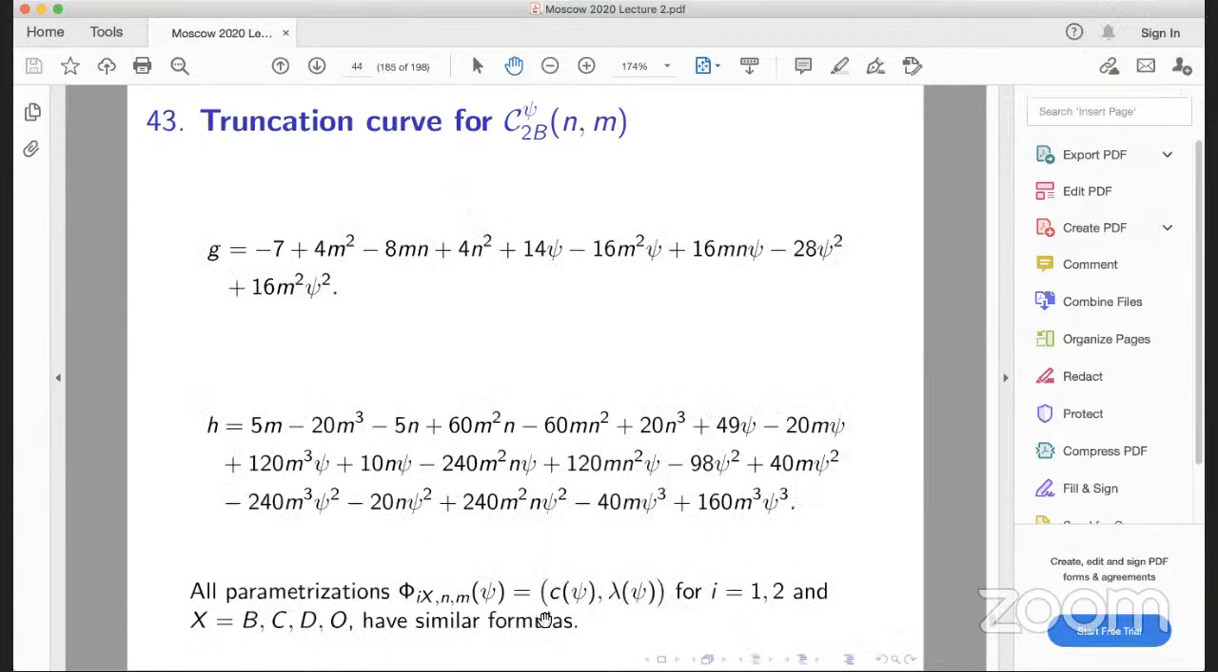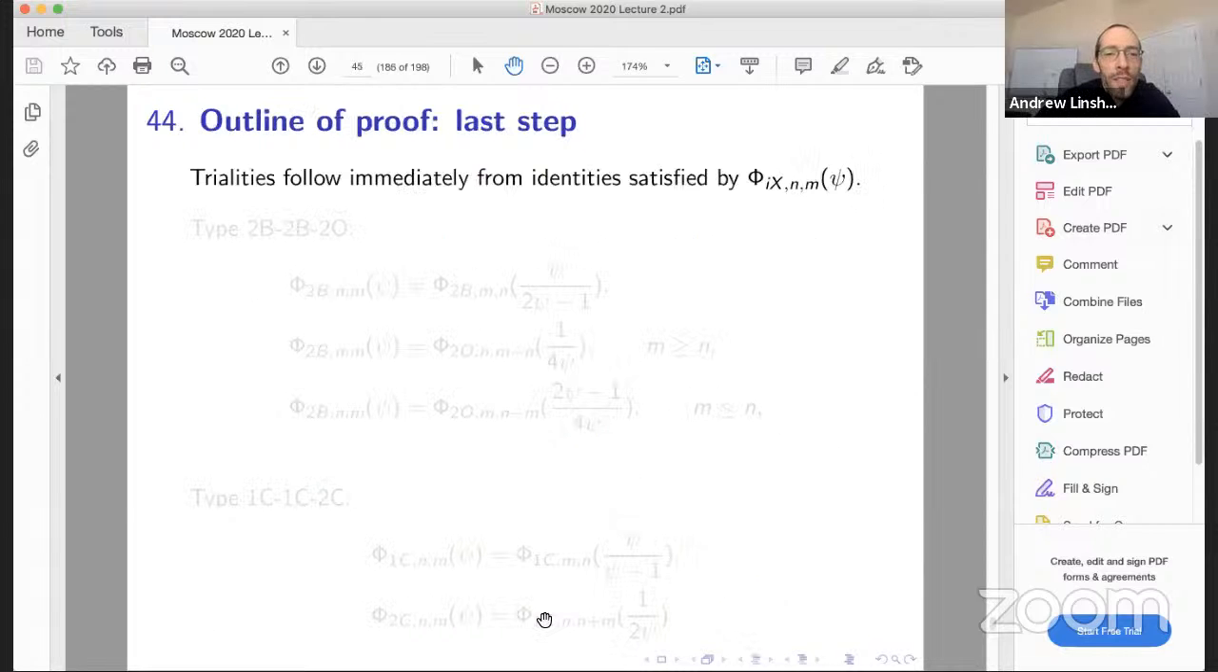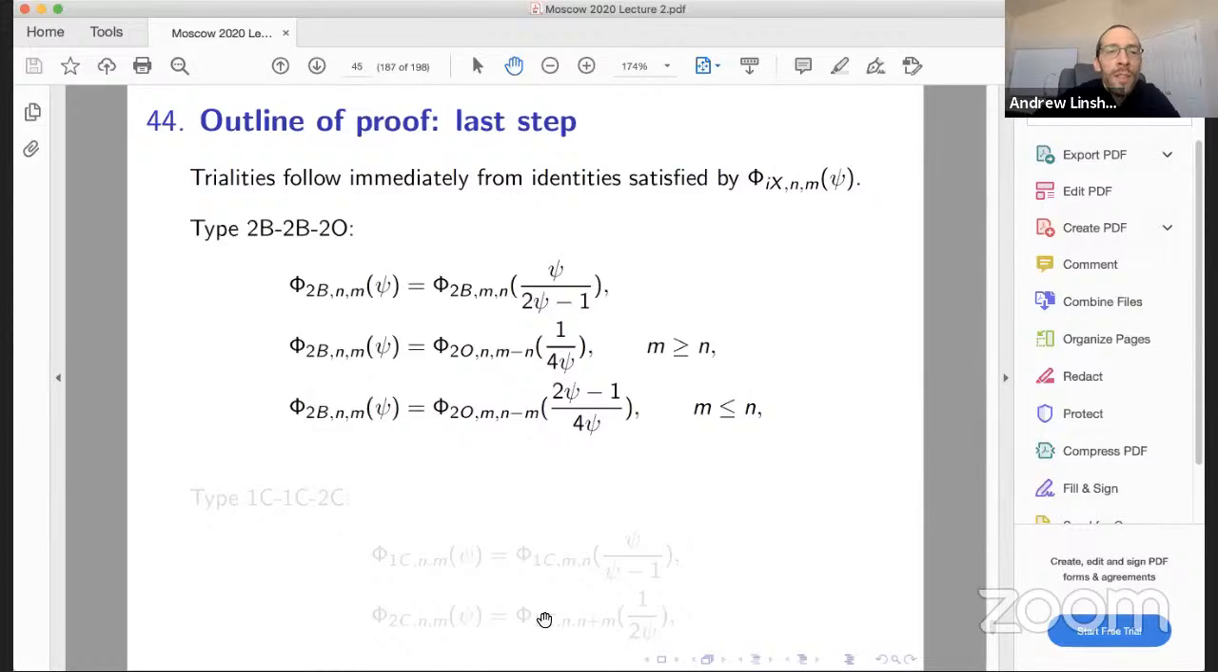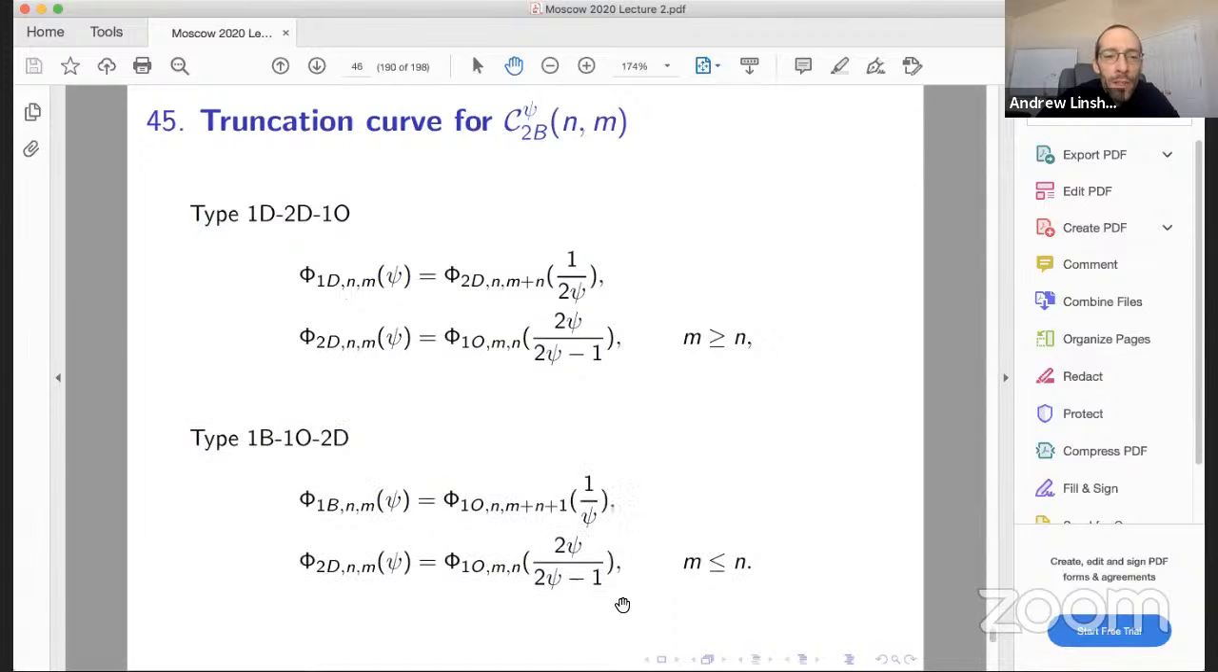It's similar. So, looking at these, it's not obvious that they have any nice symmetry, but it turns out that they do. And one can verify, it's probably easiest to do this by computer, that all the trialities that I wrote down are simply symmetries of these parameterizations. So 2b, 2b, 2o is equivalent to saying that psi 2b and m satisfies this thing if I switch n and m, and this was what I called psi prime before. Here is 2b and 2o in the case where m is greater or equal to n, and this is m is less than or equal to n. And same thing for the others, so I'll maybe just go through this quickly. Our trialities are equivalent to these symmetries, which you can check directly. So even though the expressions are complicated, there's something nice about them, which is that they have these symmetries.